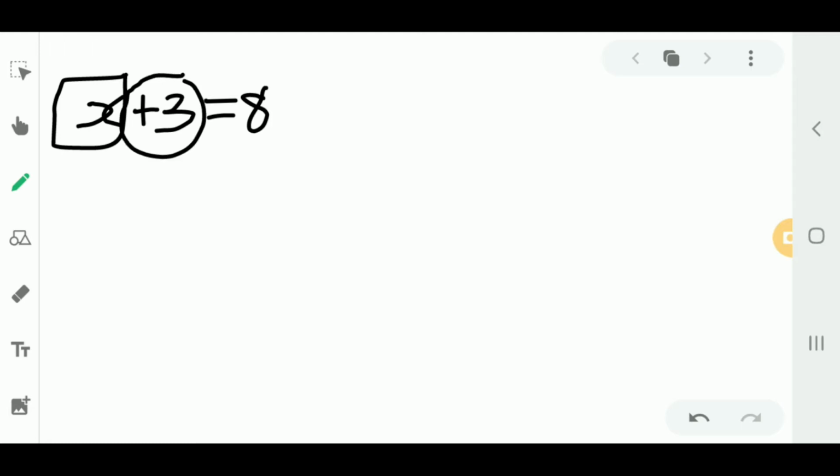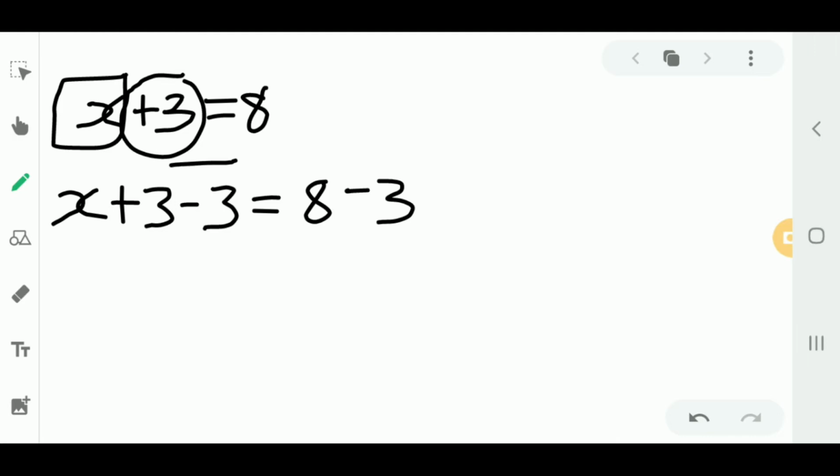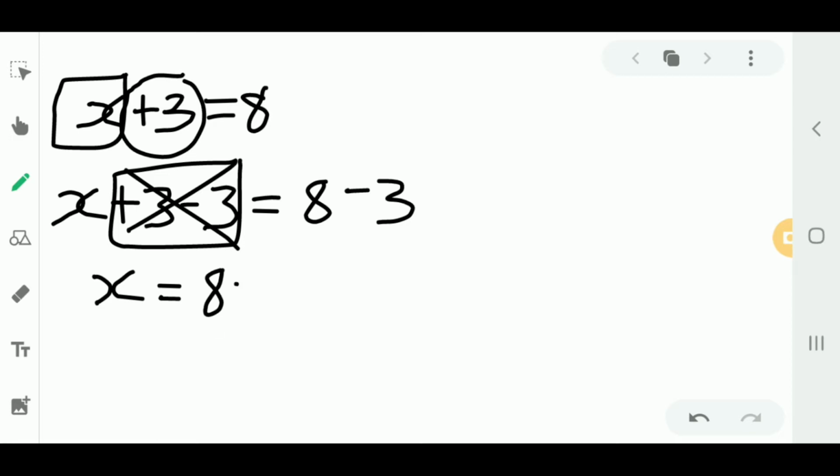So because we have plus 3, we have to do the opposite of addition, which is subtraction. And anything you do on the left-hand side, you have to do on the right-hand side as well. So we have x plus 3 minus 3 is equal to 8 minus 3. Now this here, if you have 3 things and you take away 3 things, you're going to have 0. So that is the aim. You want to get this to cancel. So now we have x is equal to 8 minus 3, and 8 minus 3 is 5.